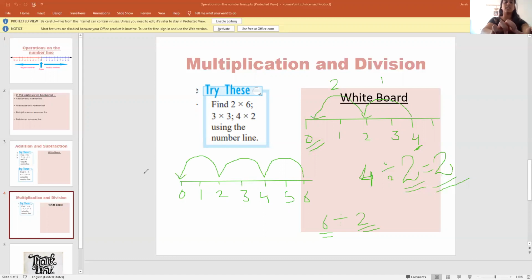I don't have anything towards the left side. So I'm going to count the number of jumps. So 1, 2, and 3. The total number of jumps is my final answer, which is 3.